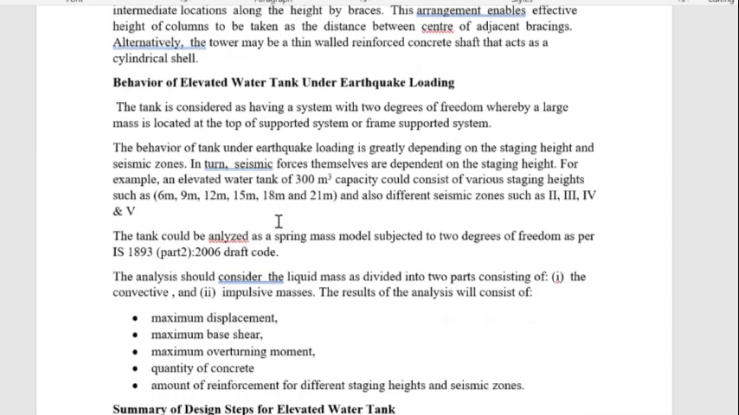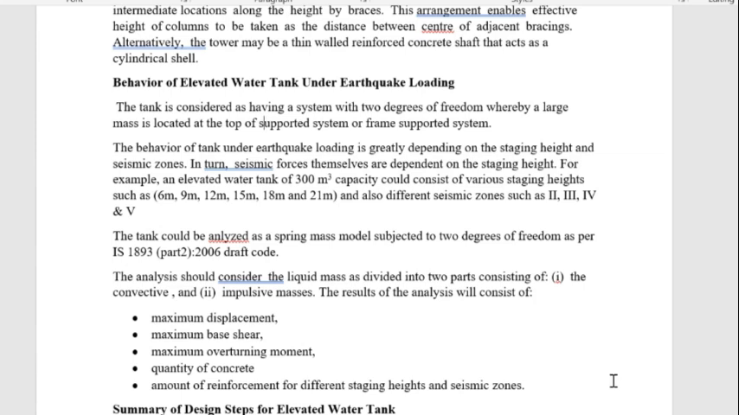So we need to consider the behavior of elevated water tanks under earthquake loading, because this is very critical. A tank is considered as a system with 2 degrees of freedom, whereby a large mass is located at the top of a supported system or frame supported system. And the behavior of the tank under earthquake loading is greatly dependent on the staging height and the seismic zones themselves. And in turn, the seismic forces themselves are dependent on the staging height.